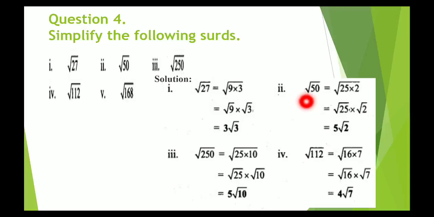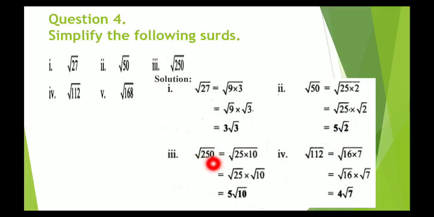Question number 2. Root 50. Root 50 can be written as 25 into 2. This can be separated: root 25 multiply root 2. Root 25 answer is 5. Okay. Square root of 25 is 5 and square root of 2 will be root 2.